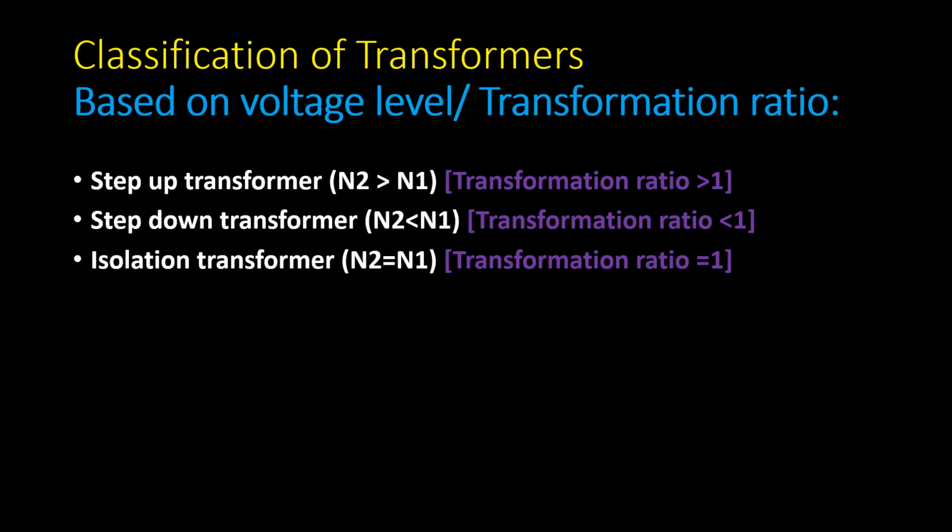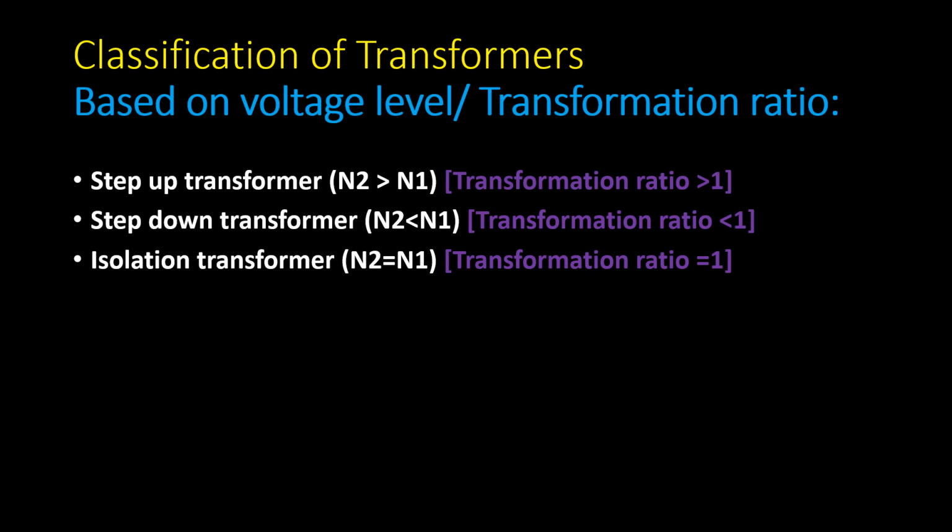Transformation ratio is nothing but a ratio of secondary turns to primary turns, and if secondary turns are more than that of primary turns, naturally your transformation ratio will be greater than 1. So if the transformation ratio is greater than 1, if the number of secondary turns is more than that of primary turns, then it is called a step up transformer.